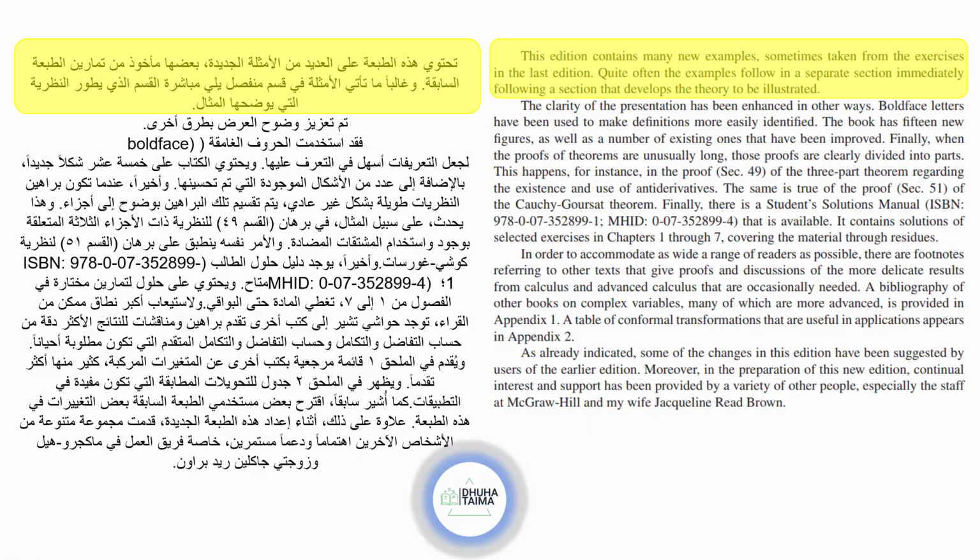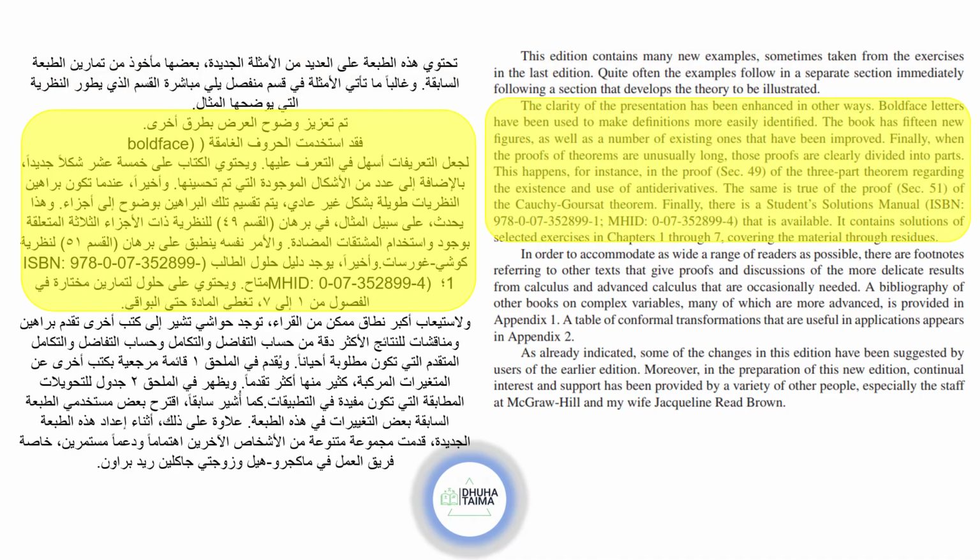This edition contains many new examples, sometimes taken from the exercises in the last edition. Quite often, the examples follow in a separate section, immediately following a section that develops the theory to be illustrated. The clarity of the presentation has been enhanced in other ways. Bold-faced letters have been used to make definitions more easily identified. The book has 15 new figures, as well as a number of existing ones that have been improved. Finally, when the proofs of theorems are unusually long, those proofs are clearly divided into parts.